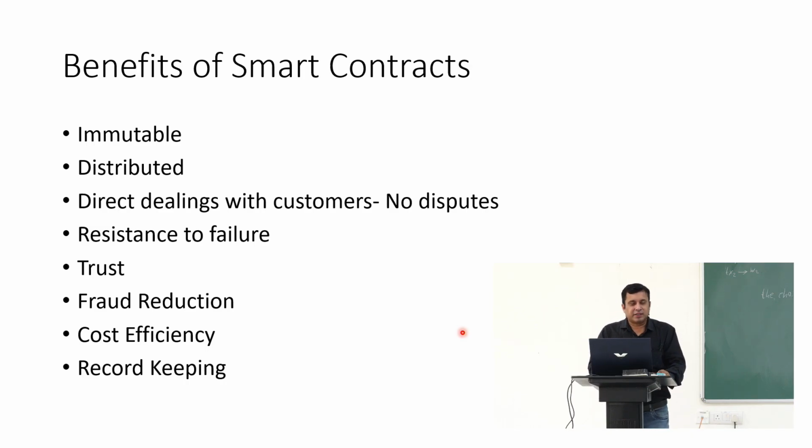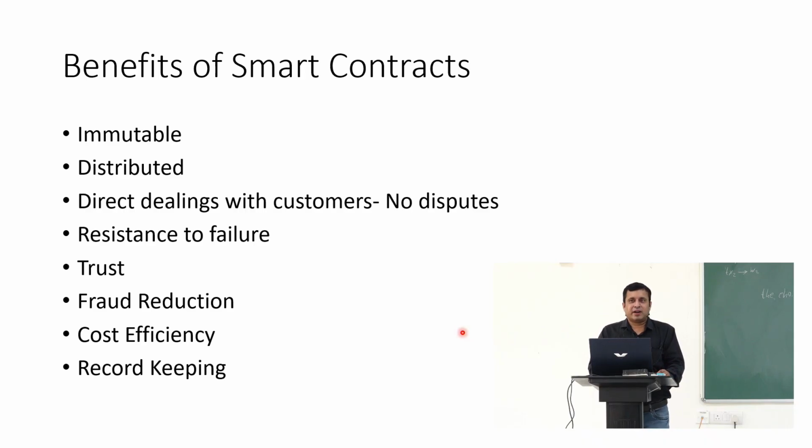It has resistance to failure. If I talk about software-based contracts or paper-based contracts, on software-based contracts there may be a high possibility that attacks can happen and anybody can update the contents. Similarly, paper-based contracts can tear down, can be lost, or can be modified.